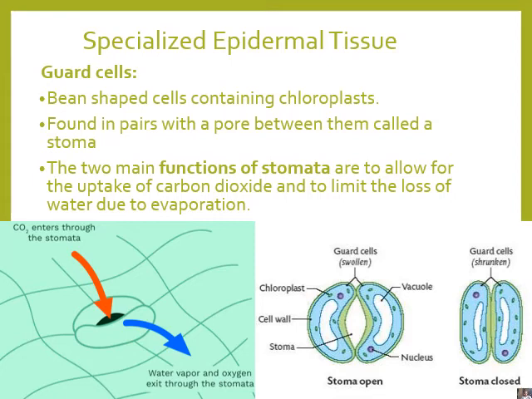All right. The two main functions of stomata are to allow for uptake of carbon dioxide and to limit the loss of water due to evaporation. Okay. Now I want you to think about this, and I might put it in a case study for this exam that's coming up in June. Where would you want more of your stomata? Would you want it on top of the leaf, or would you want it underneath?